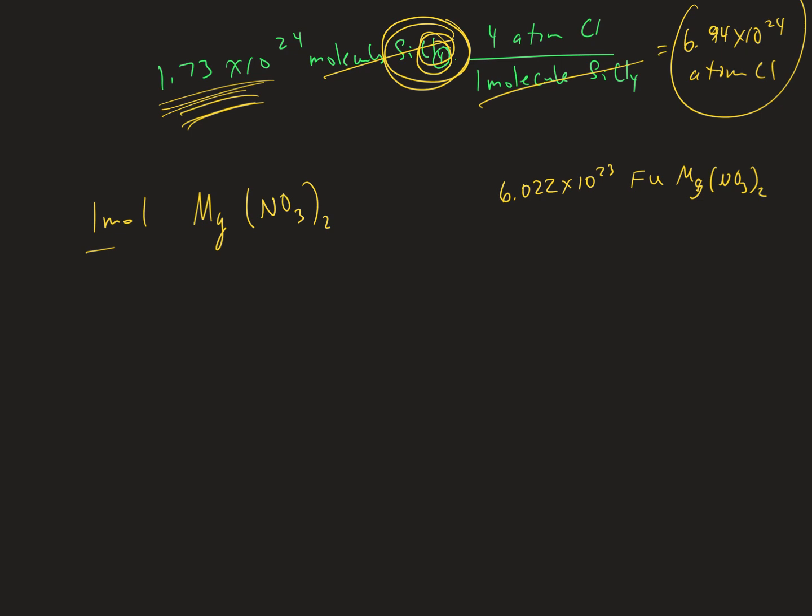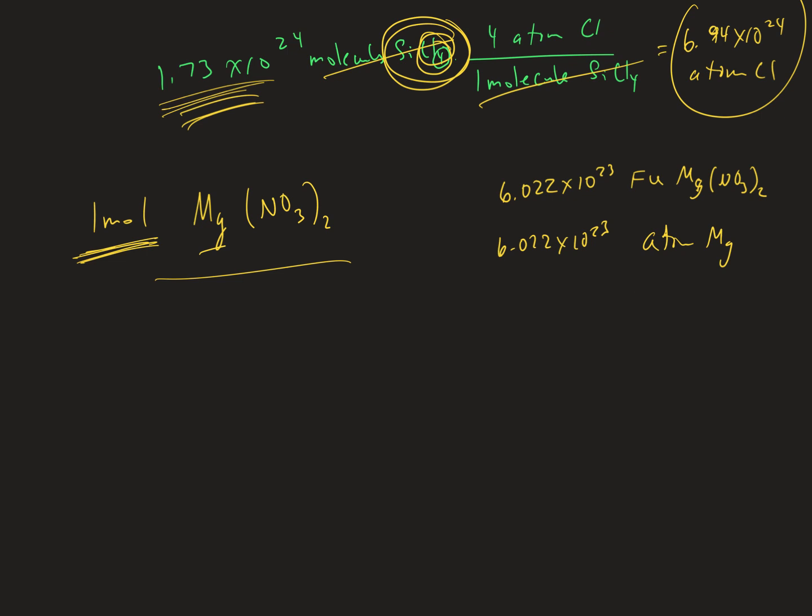How many magnesium atoms do we have? 6.022. No, just one. How many magnesium atoms do I have in 1 mole of this stuff? 6.022 times 10 to the 23 because it's a 1-to-1 ratio. You with me?